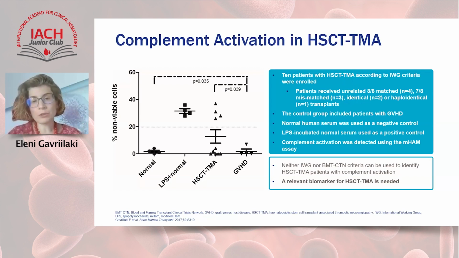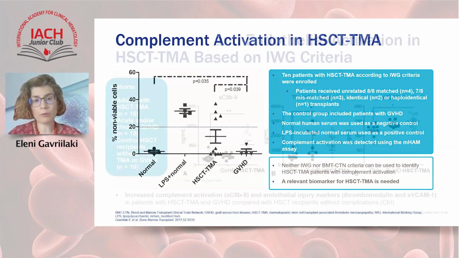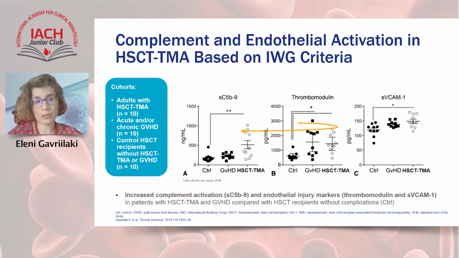we thought that we need to select patients that may benefit from complement inhibitors potentially in the future. And trying to find other markers, we also studied soluble C5b9, which is a rough marker of complement activation. And indeed, soluble C5b9 was increased in HSCT TMA compared to GVHD and other allo-HSCT recipients. And we also found, of course, the underlying endothelial injury as expressed here by thrombomodulin and VCAM that were similar in GVHD and HSCT TMA, as expected.